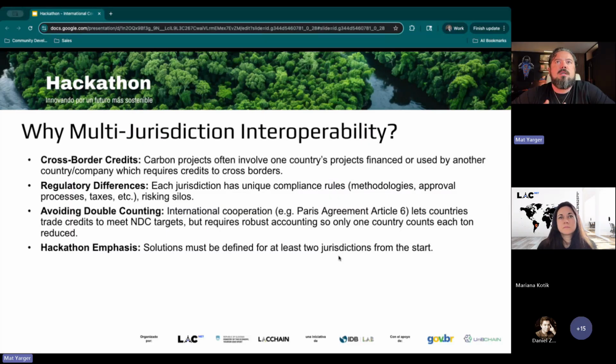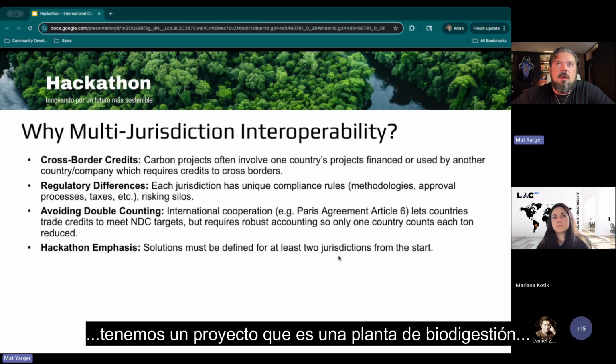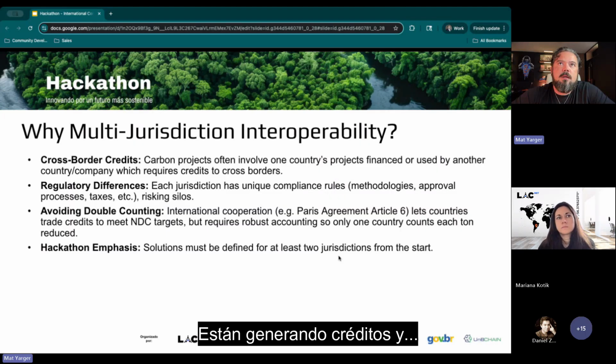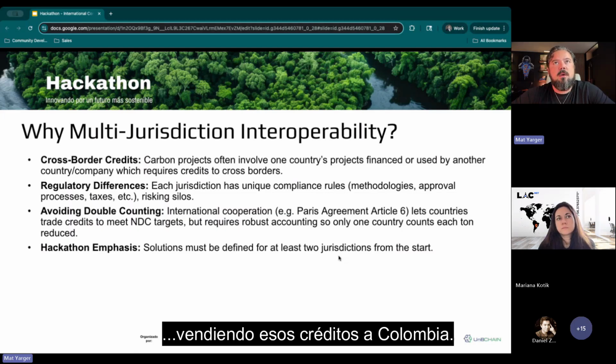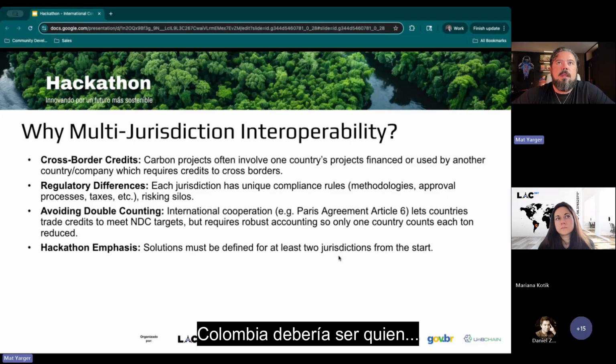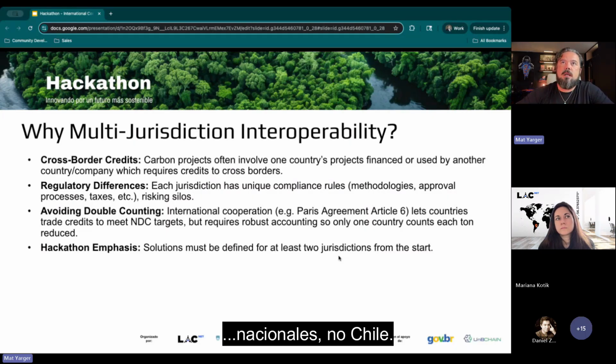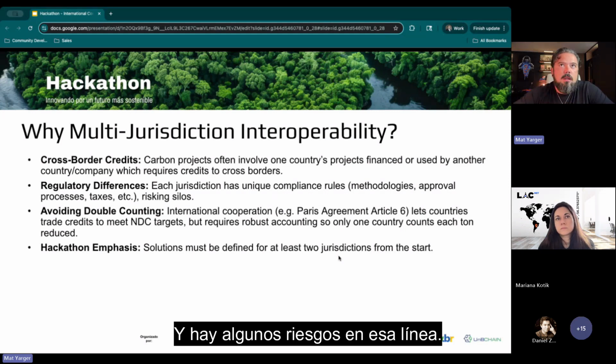So let's say we have a project that's a biodigester facility or a landfill gas facility in Chile. They're generating credits and they're selling those credits to Colombia. Colombia should be the one that is then showing that reduction in their national emissions, not Chile. And so there are some risks along that line.